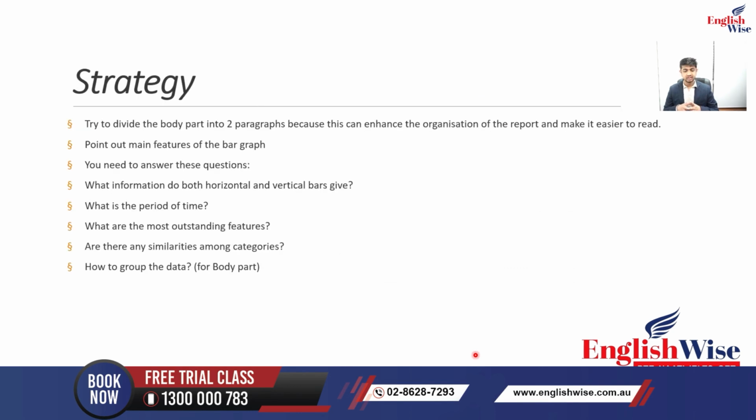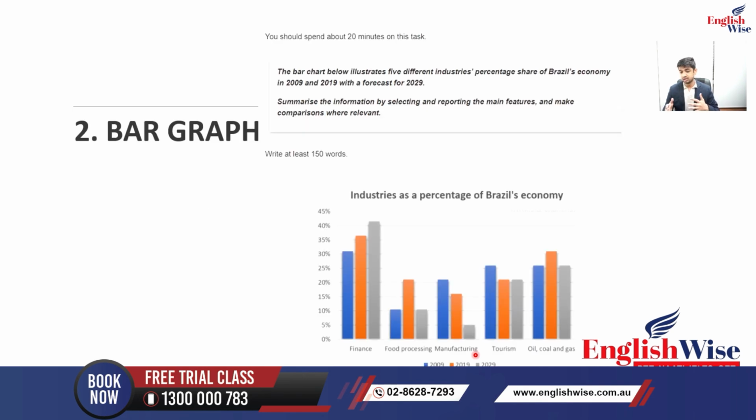For this, think about what can you talk about the graph as. What information is present on the horizontal bars or vertical bars? What is the period of time given to you? What features you see are the highest trends or the lowest trends? What trends can be compared to each other? Are there any similarities? Are there any two trends closer to each other?